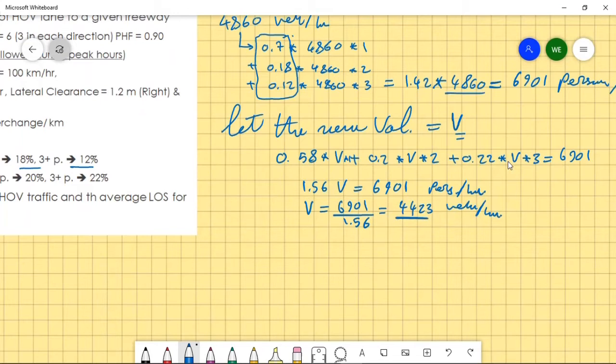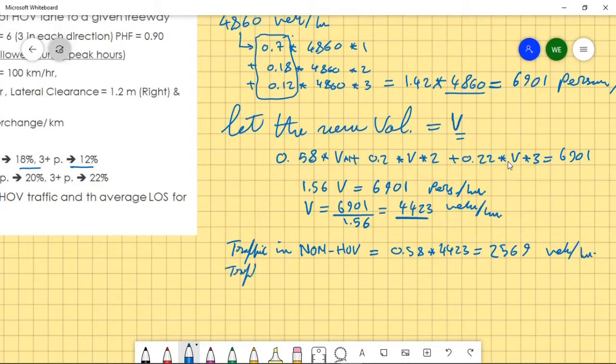So now we want to assess the level of service in the HOV lane and in the non-HOV lane. The traffic volume in the non-HOV lane equals 0.58 multiply 4,423, which equals 2,569 vehicles per hour.